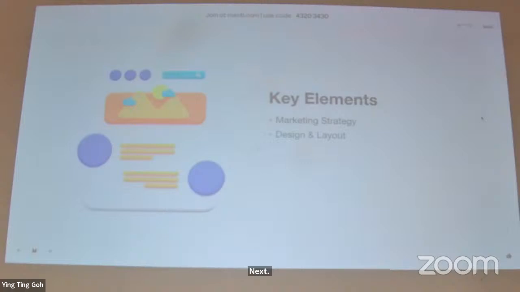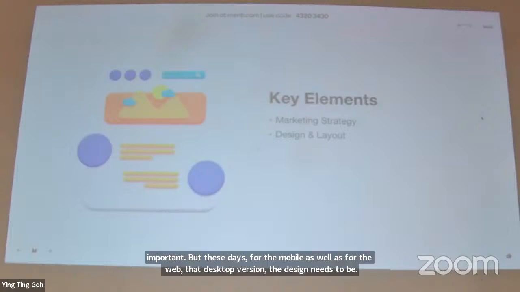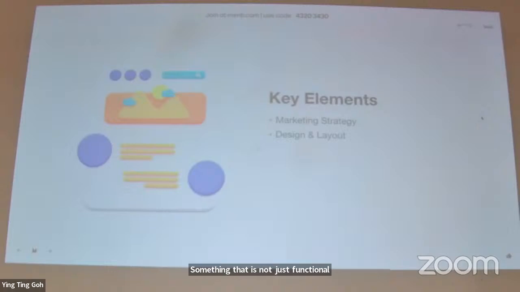Next, design and layout. Very important, but these days, for the mobile as well as for the web, that desktop version, the design needs to be something that is not just functional, but also really nice, to be very honest. Most audiences prefer good design, but there is a section where maybe the design is not the primary driver and it's more about the messaging. So you have to figure out what is valuable to your audience.